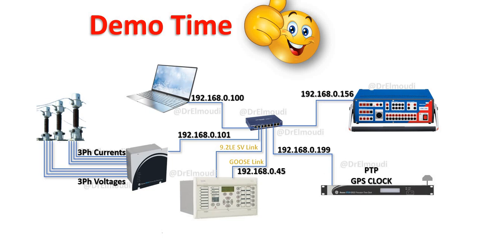At the same time, the test set will keep increasing the injected current until it reaches the trip. When the relay trips, it's going to send a GOOSE message to the test set to stop the test. So let me show you how that can be done.